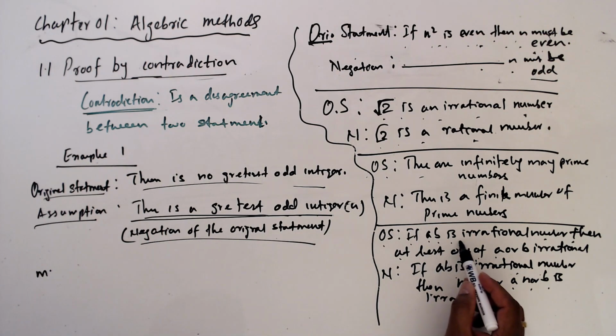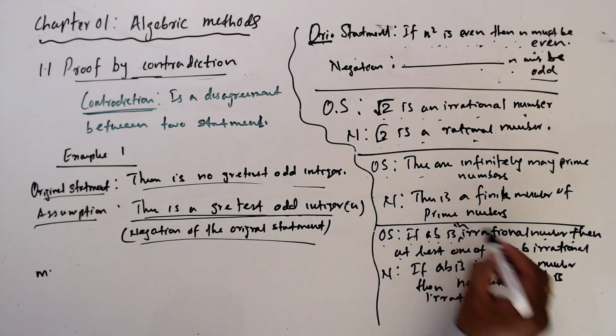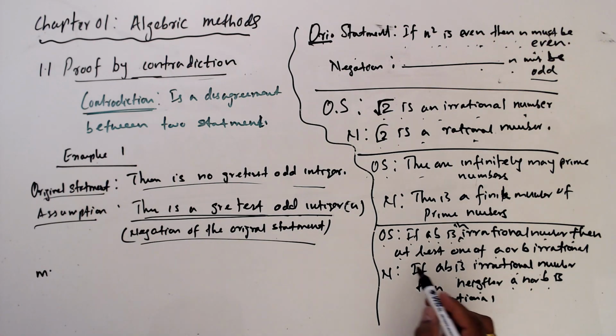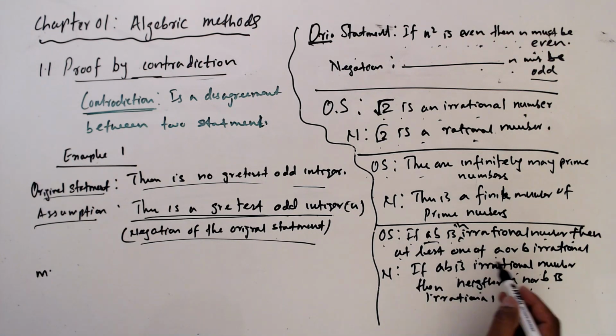If AB is an irrational number, then at least one of A or B is irrational. Then we want to write the negation: if AB is an irrational number, then neither A nor B is irrational.